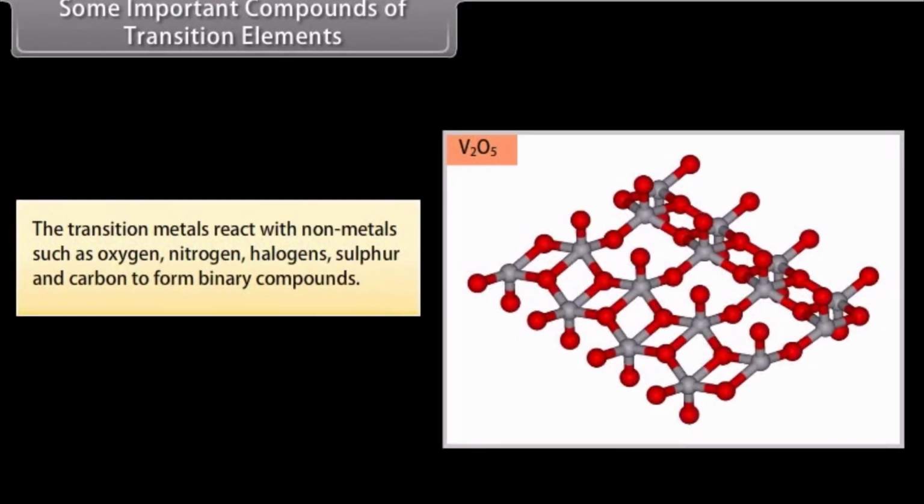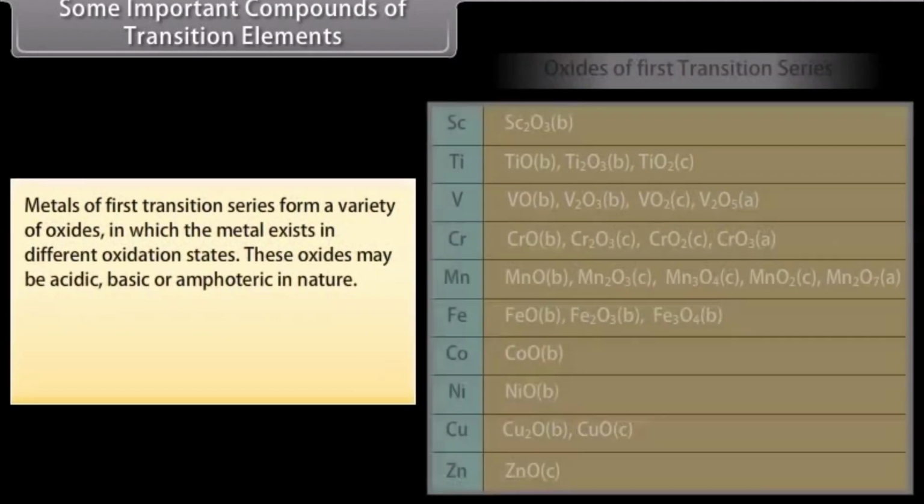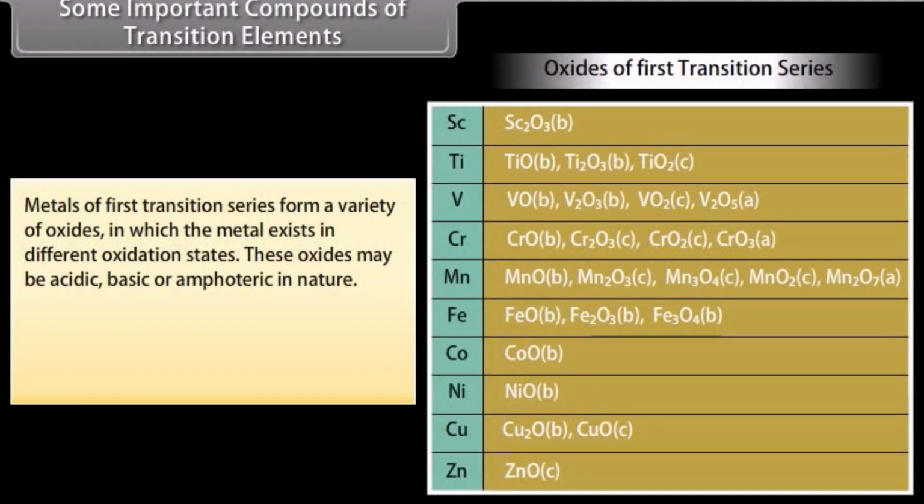Some important compounds of transition elements. The transition metals react with nonmetals such as oxygen, nitrogen, halogens, sulfur, and carbon to form binary compounds. Some of these compounds find important industrial applications. Metals of the first transition series form a variety of oxides in which the metal exists in different oxidation states. These oxides may be acidic, basic, or amphoteric in nature. Stable oxides have been shown in bold type. A indicates acidic, B indicates basic, and C indicates amphoteric nature of the oxide.